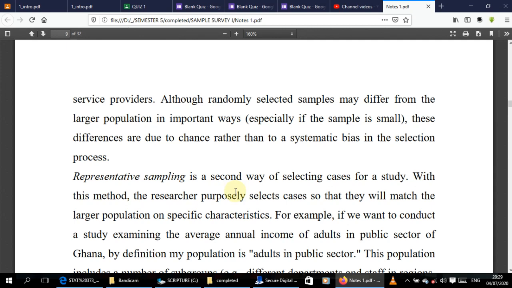The fact that you are picking a sample randomly means there should be some error, and you are not the one causing that. Okay.